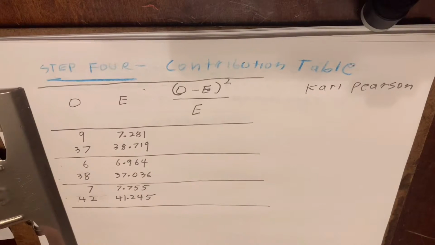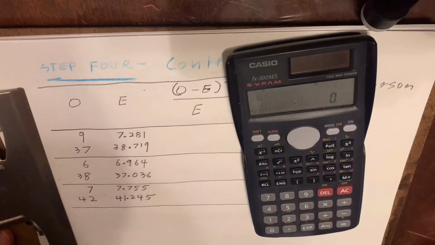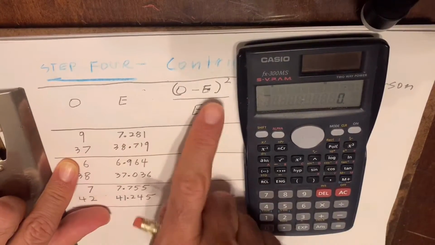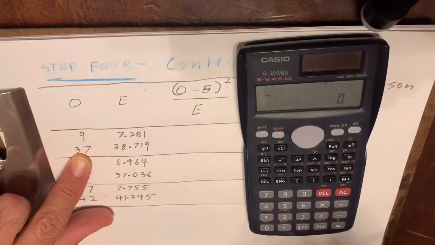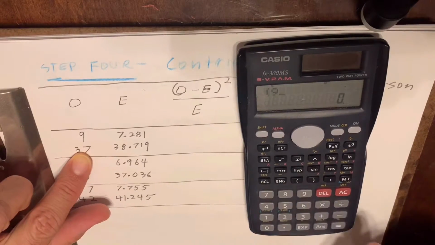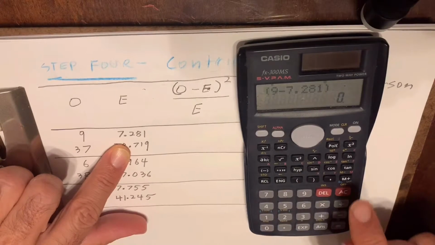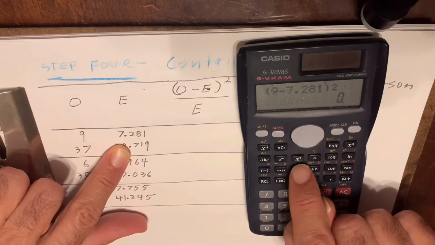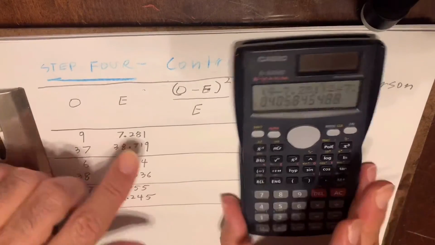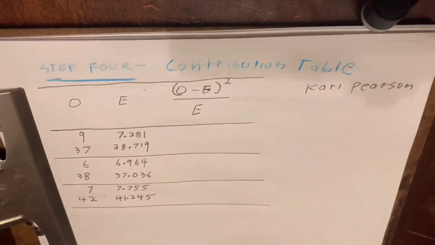Okay, so now the next step in this contribution table is to grab your calculator, and I'm going to show you exactly what buttons to press. What we want to do is take the observed 9, subtract the expected, square it, and divide by the expected. So I'm going to do it exactly as the formula is written. First thing I'm going to do is hit the parenthesis button, and then 9 minus 7.281. Then I close the parenthesis, hit the x squared button, then the divided by button, and then 7.281 equals, and here you see we get 0.405, I'm going to round this 5 off to a 6, 0.406.